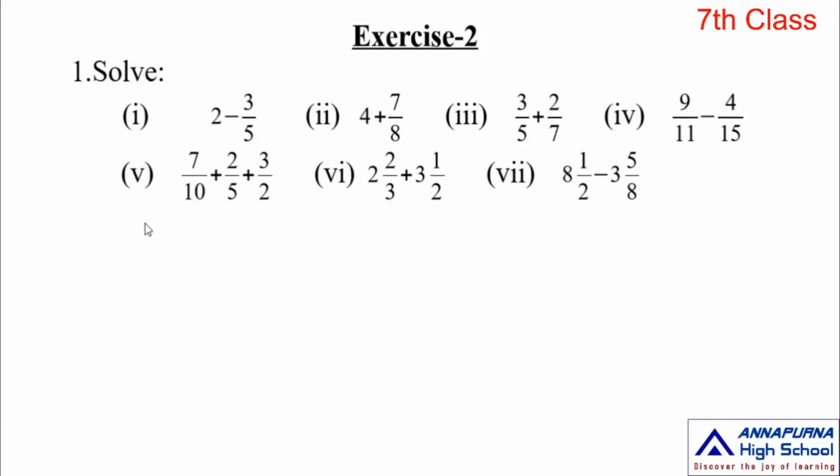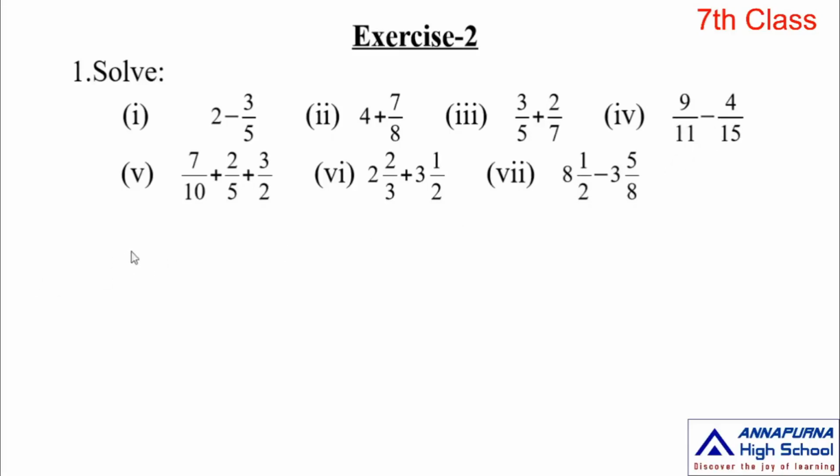Come to the fourth one. Fourth one is 9 by 11 minus 4 by 15. So this is the same as this one. You just convert into like fractions. As we know, multiply 9 and 11 by 15 and 4 and 15 by 11. 9 15s are how much? 135 by 11 15s are 165 minus 4 11s are 44, 4 by 15 11s are 165, which is equal to 135 by 165 minus 44 by 165. So you do it at home. This is the homework for you.